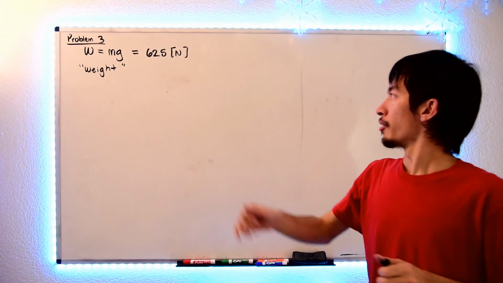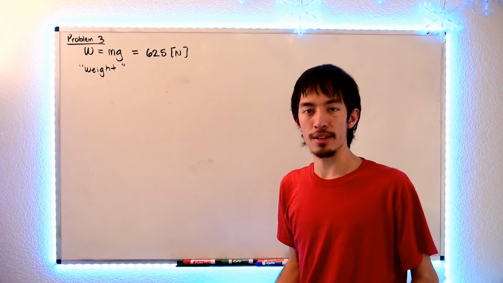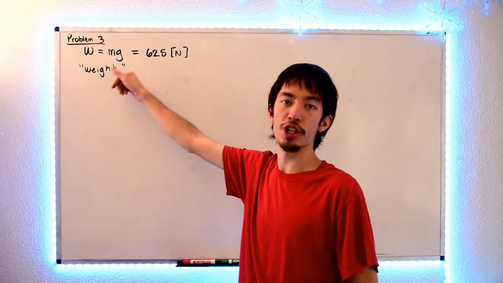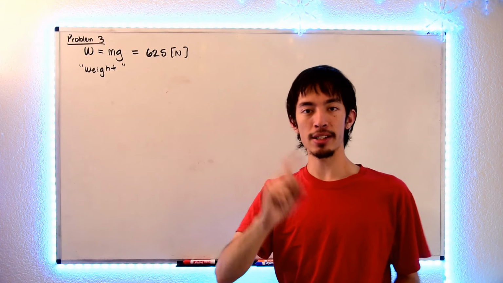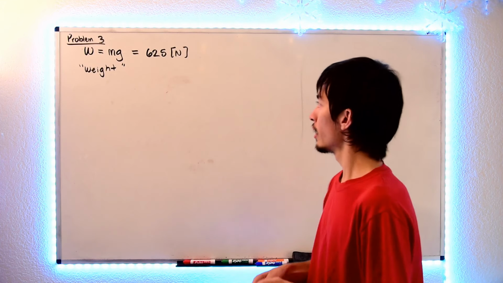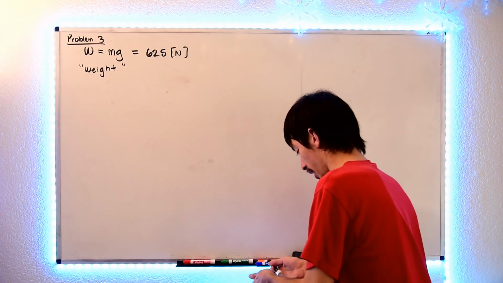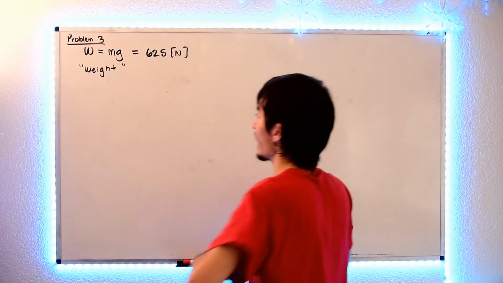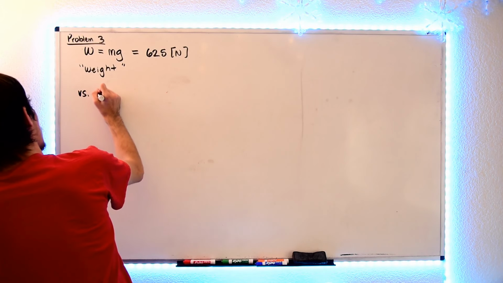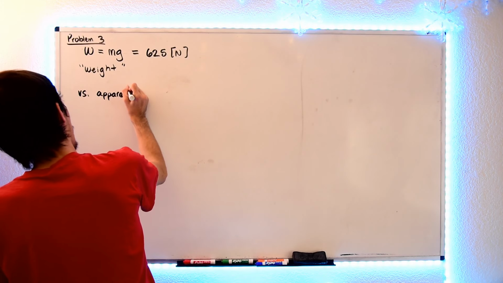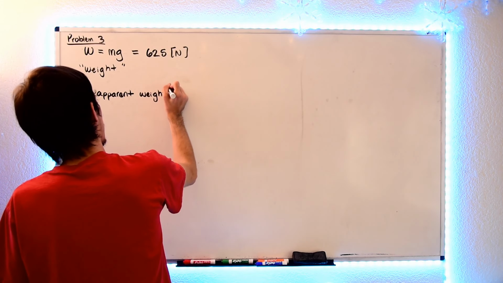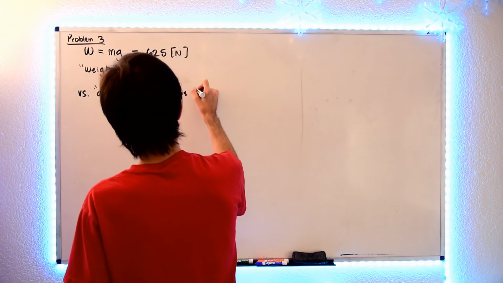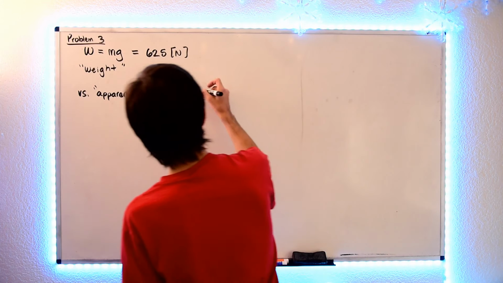Okay. The weight, again, is not the mass. The mass times the acceleration of gravity is going to give you the weight, which should be a force in newtons. So mass is in kilograms, weight is in newtons. So we know it's going to be the weight of 625 newtons. The apparent weight is 708. So versus apparent weight, quote unquote, is 708 newtons.